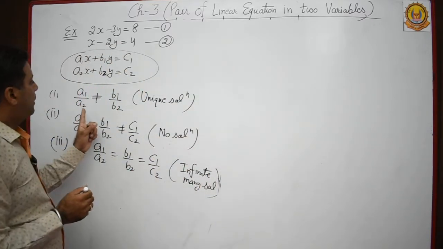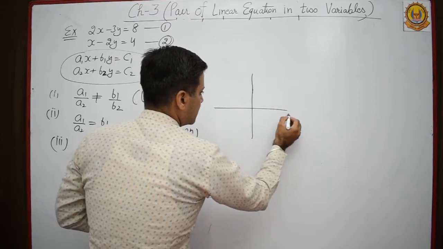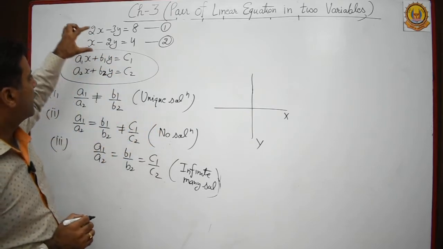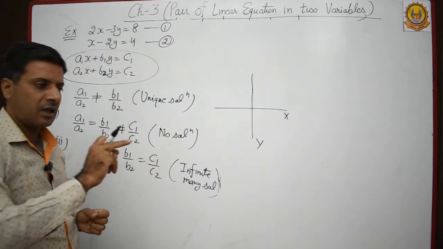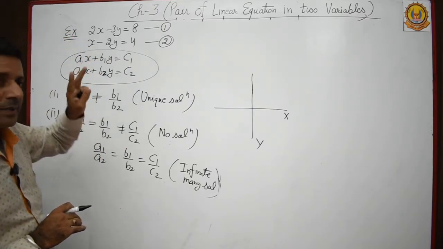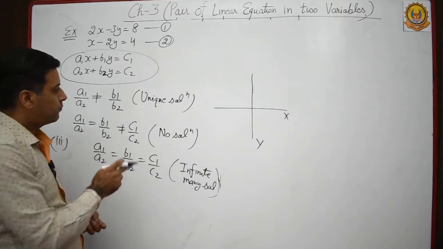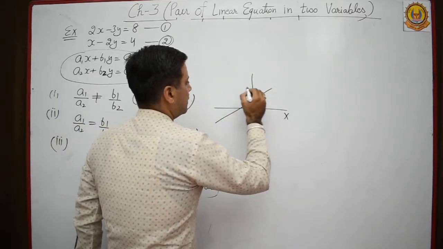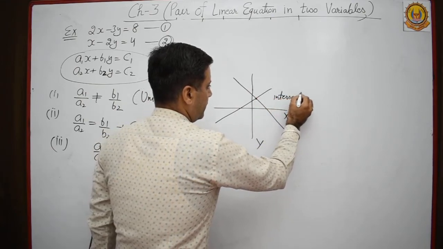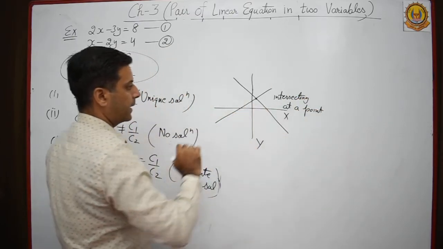So look here, if a unique solution is there, look at the graph. This is the x-axis and this is the y-axis. If a unique solution is there, here this is a linear equation. Linear means I will get a straight line for this equation. Now I have two equations, so I will get two linear lines. Clear? So what type of lines will I get if a unique solution is there? These two lines will intersect each other at one point. Intersecting at a point. They will intersect at one point.